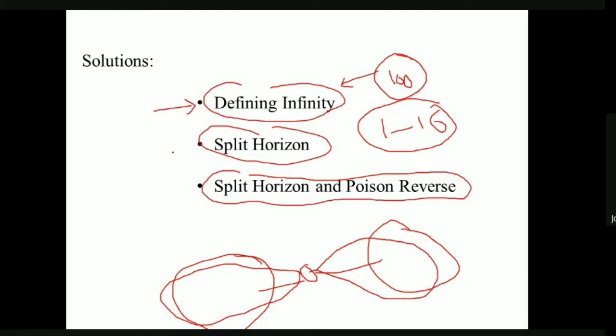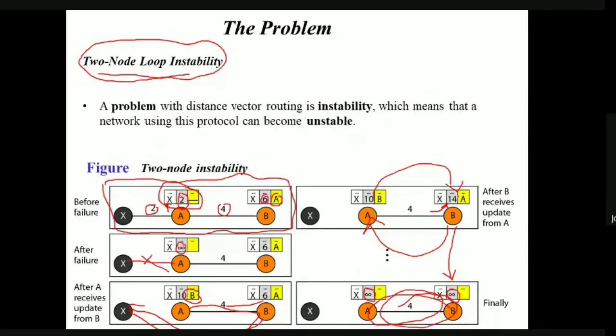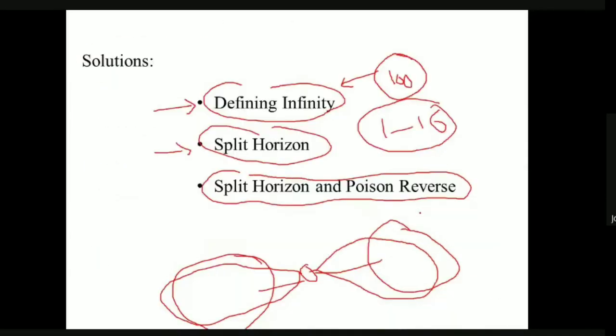Now coming to the second thing, called split horizon. So what is split horizon? Instead of flooding the table out of each interface, each node sends only a part of the table through the interface. Normally we send the updates of the complete table, but in split horizon we send only a part of the table through each and every interface.